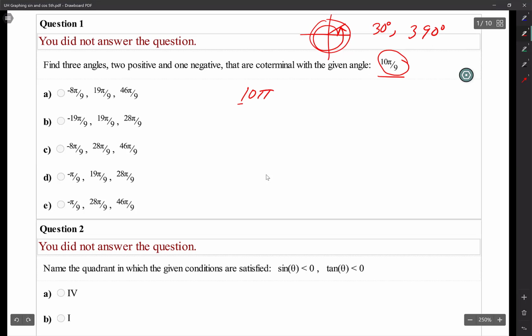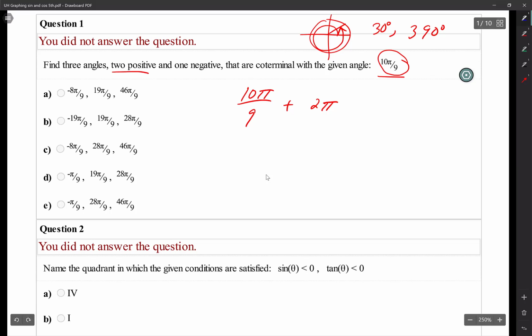Okay, so I take the 10 pi over 9. They said they want 2 positive. I don't see 10 pi over 9 in any of those, because that is the angle they want. So I'm going to add 2 pi to that. If I add 2 pi, that's going to be a coterminal angle, because it's going to end in quadrant 3 as well. Does that make sense to you guys?